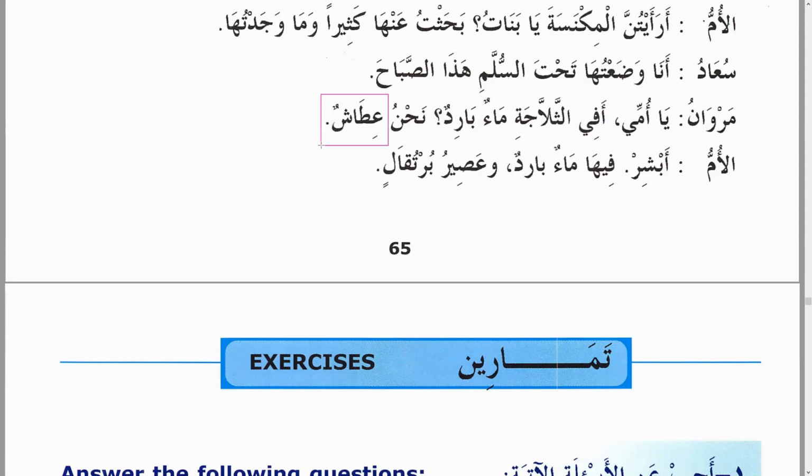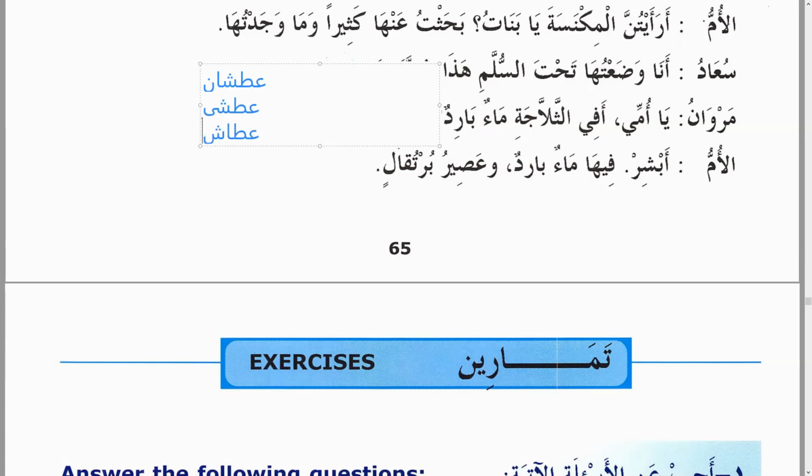So we learned in the previous lesson that atshanu is thirsty. Then how do we make it feminine? Atsha, feminine. And both plural is the fi'alun pattern, itashun pattern, right? Like jaw'anu is hungry. Jaw'a is feminine, hiya jaw'a, and plural is jiya'un. So it's just revising that rule.